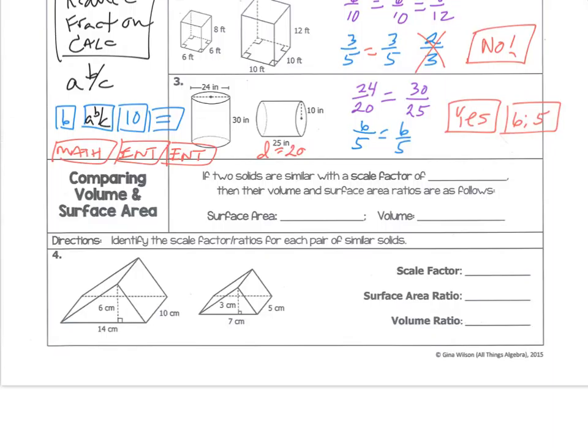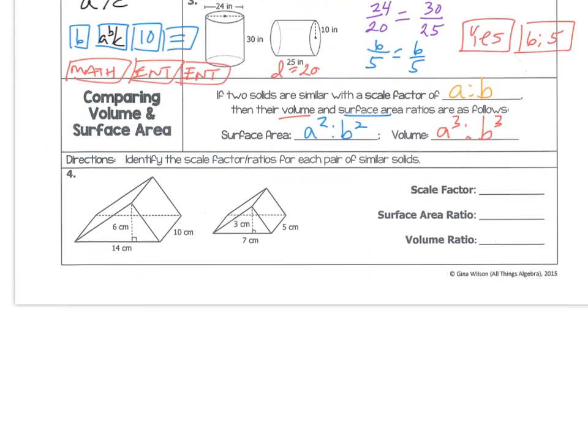So if 2 solids are similar with a scale factor of, what color? A scale factor of A to B. So that's what we were just busy finding, a scale factor of A to B. Then their volume and surface ratios are as follows. So their volume ratios would be A cubed is to B cubed. Why does that seem reasonable? What do you know about volume and their units of measure? They're cubed, so that makes sense. And then surface area ratios, what do you think are going to be? A squared to B squared, very good.